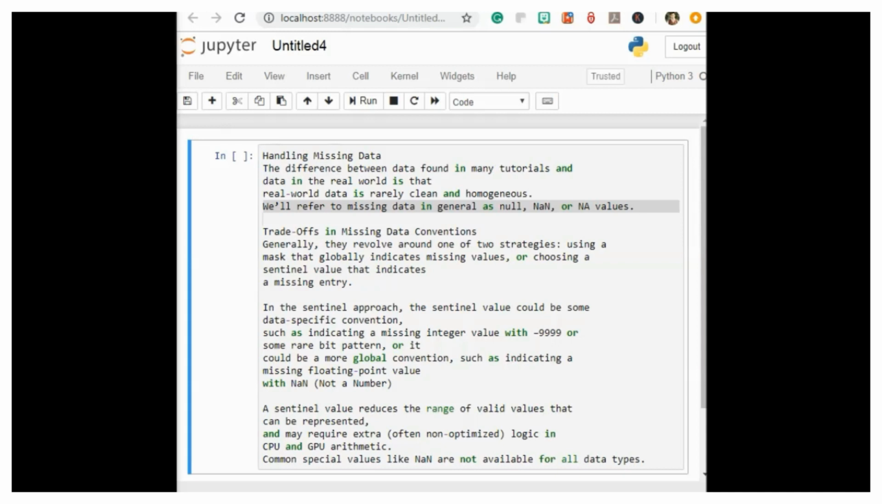Let me give you an example. The R language uses reserved bit patterns within each data type as sentinel values indicating missing data, while SciDB uses a system that uses an extra byte attached to every cell to indicate NA state.